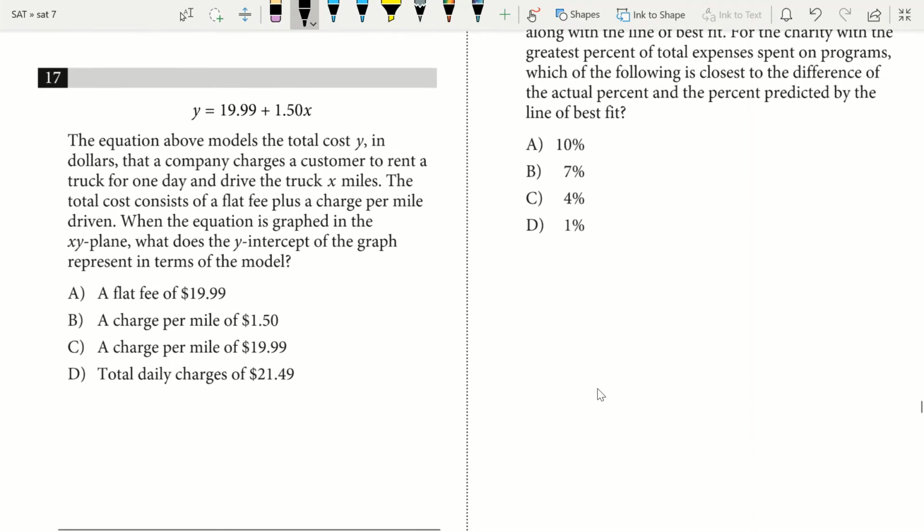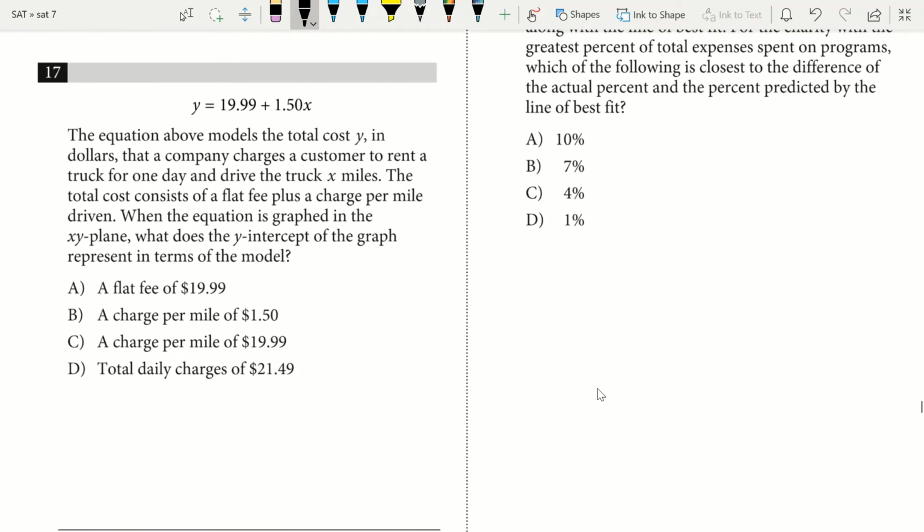All right, question 17. The equation above models the total cost y in dollars that a company charges a customer to rent a truck for 1 day and drive the truck x miles. The total cost consists of a flat fee plus a charge per mile driven. When the equation is graphed in the xy-plane, what does the y-intercept of the graph represent in terms of the model? My y-intercept is here. That has to be my flat fee, because my x is the miles driven. So it's going to be a flat fee of $19.99, because if I drive 0 miles, I still have to pay $19.99.